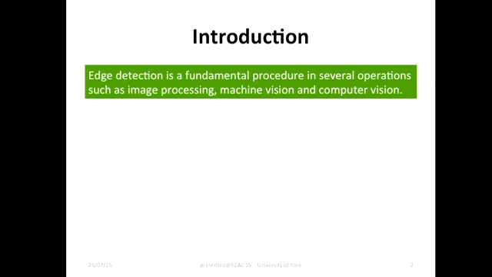And this is a very fundamental procedure in several operations when we talk about image processing, computer vision, machine vision. It has a lot of applications in medicine, industry, space missions, and other areas. This is what makes this process very important, and there are several works in the literature which have focused on finding a solution for edge detection.